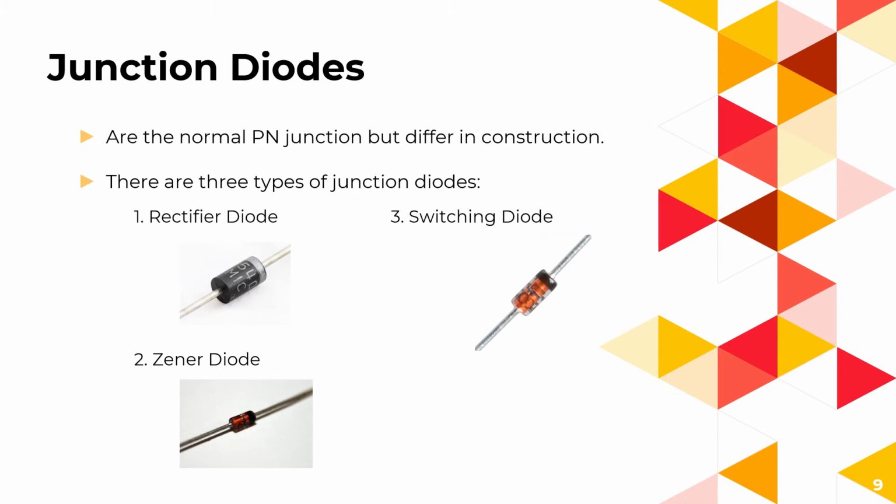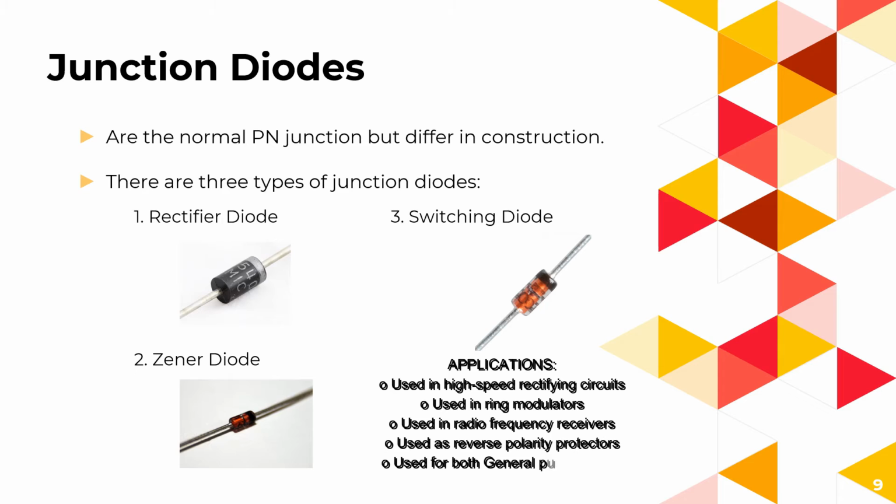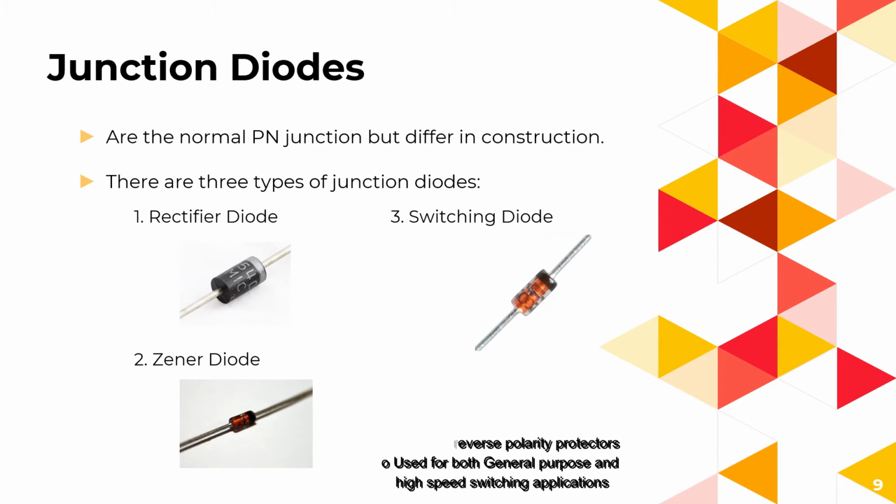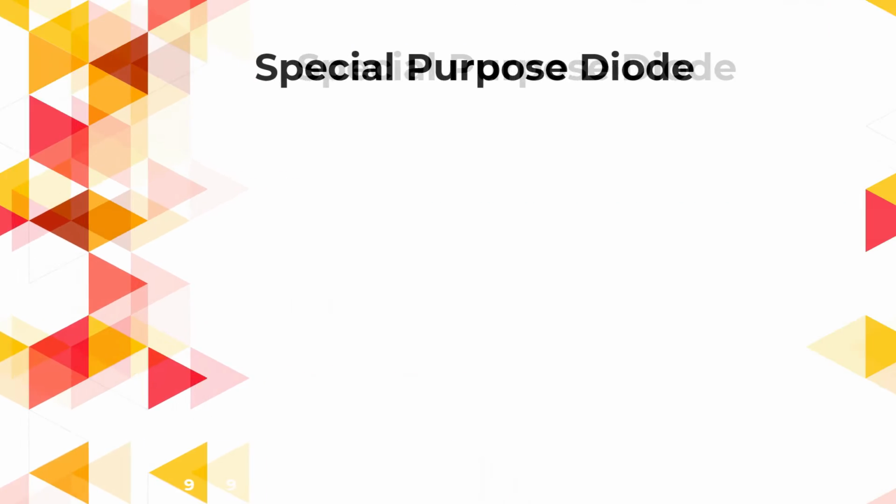Applications of switching diode. These have many applications, such as use in high-speed rectifying circuits, use in ring modulators, use in radio frequency receivers, use as reverse polarity protectors, and use for both general purpose and high-speed switching applications.